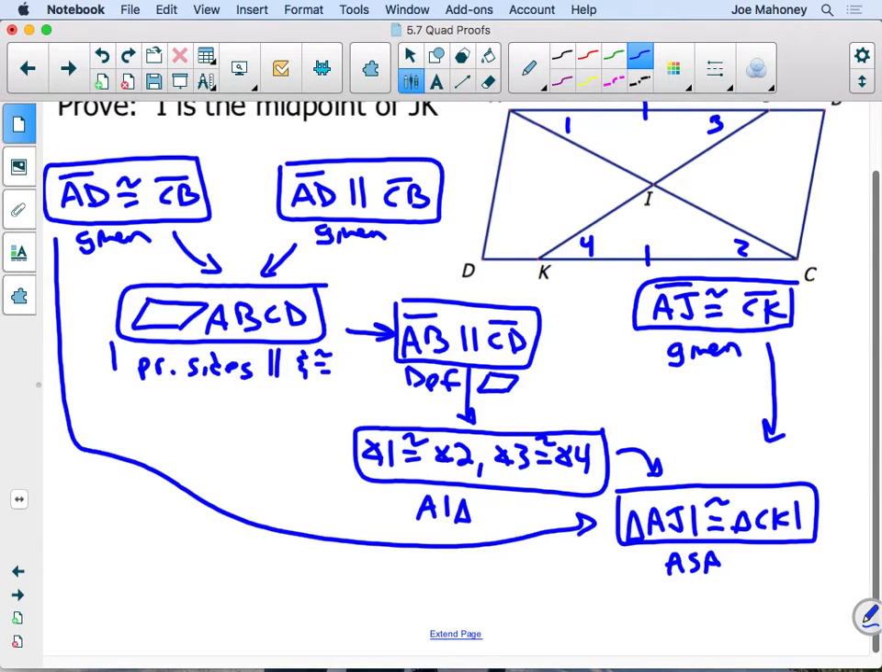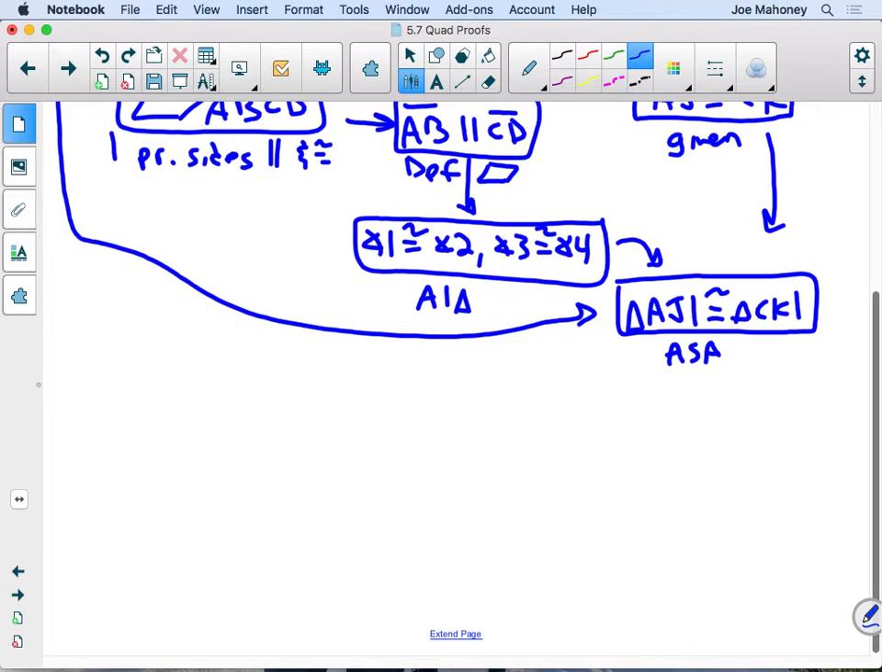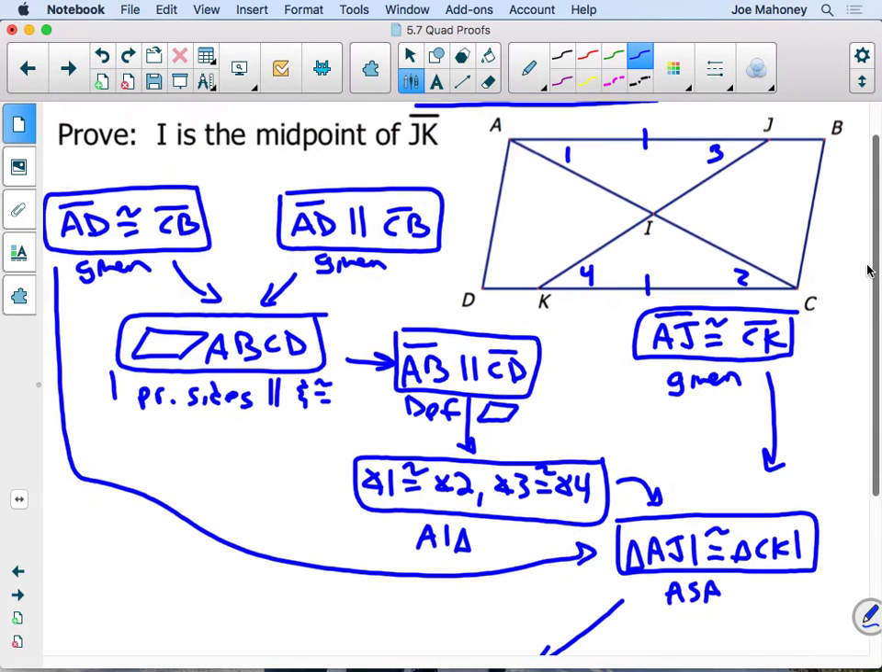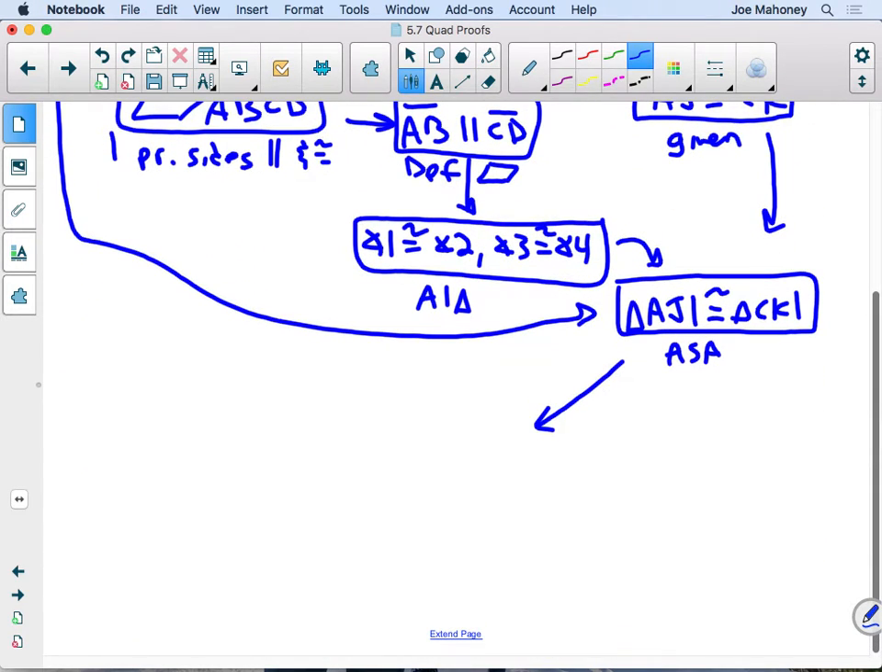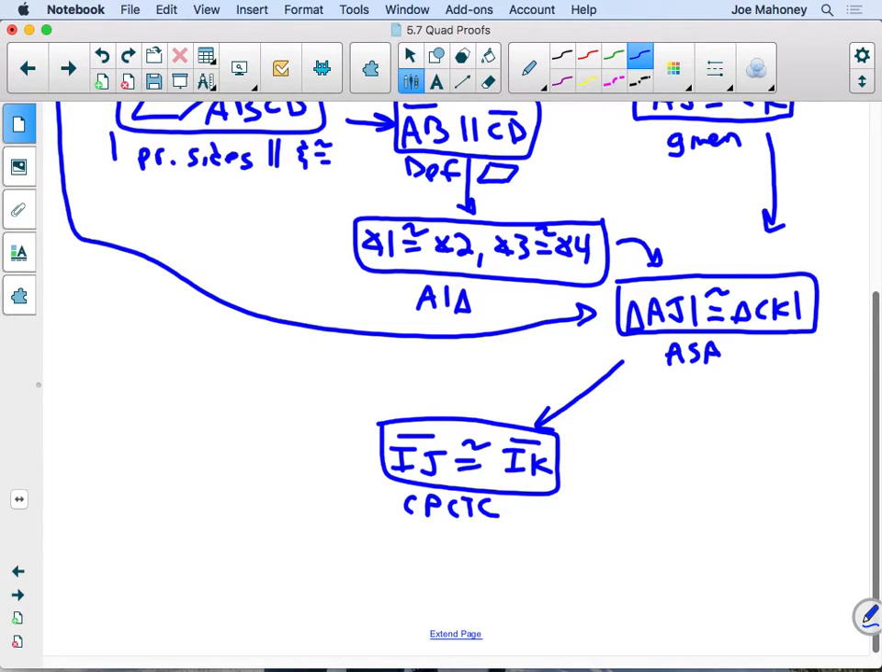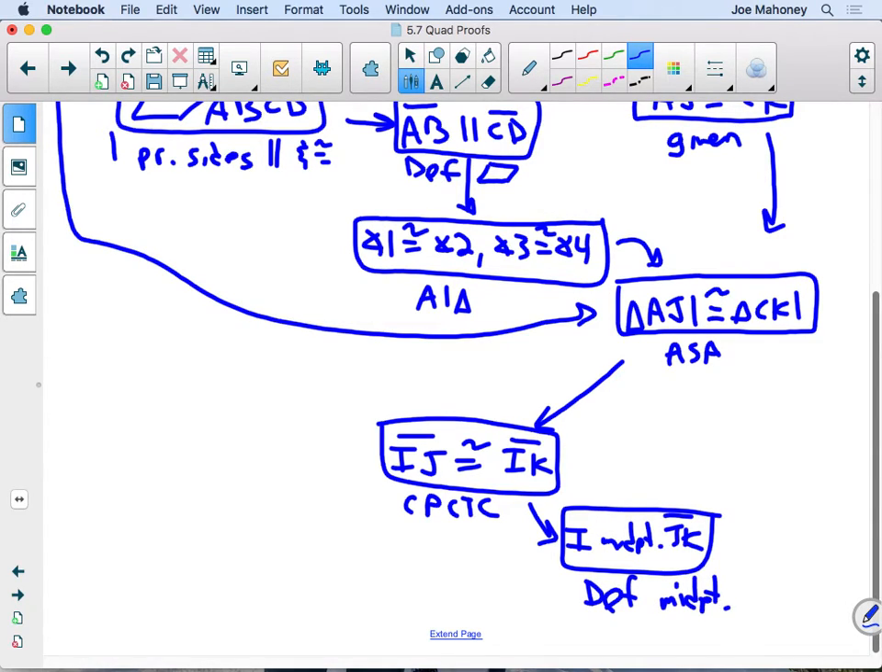And then what we got to do? We got to prove I is the midpoint. Oh, we got to prove a midpoint. Lovely. So I is the midpoint of JK, okay? So IJ congruent to IK. And then from there, I is the midpoint of JK by the definition of midpoint. Cool. So that's the last proof I have.